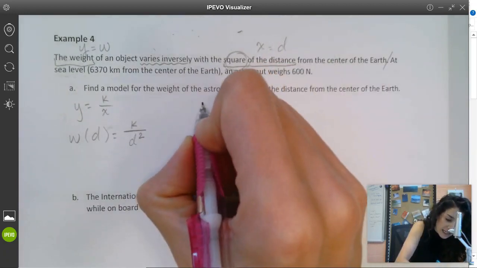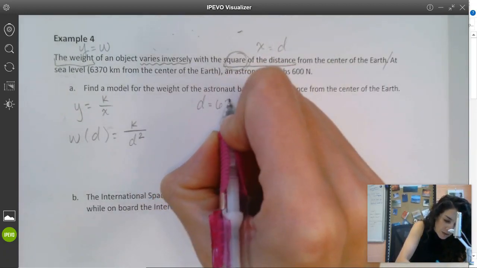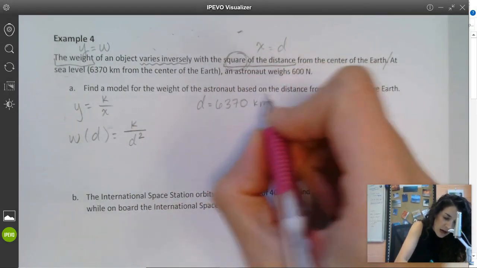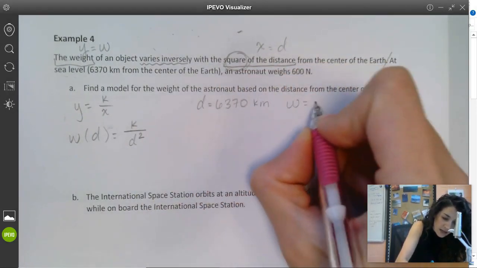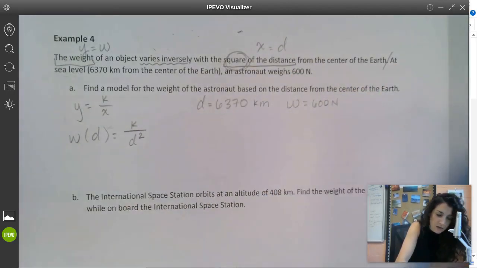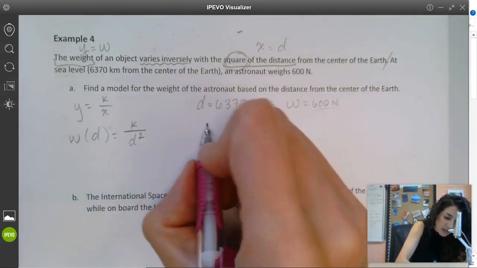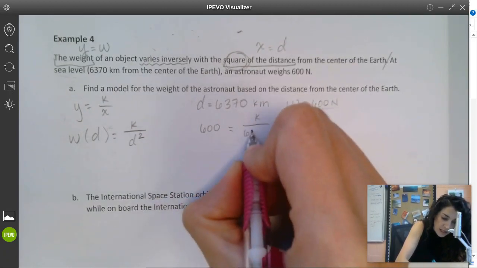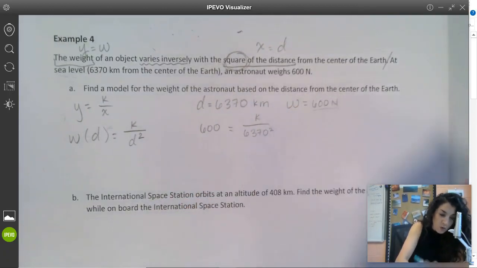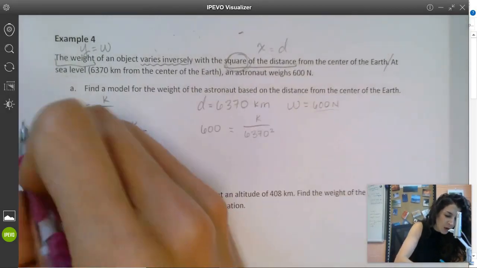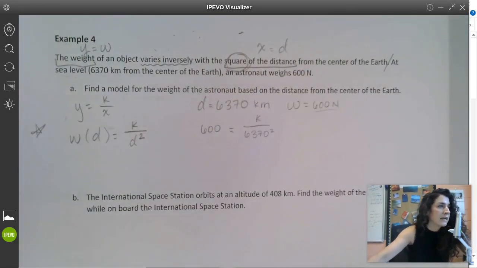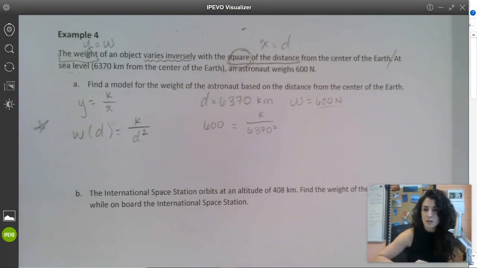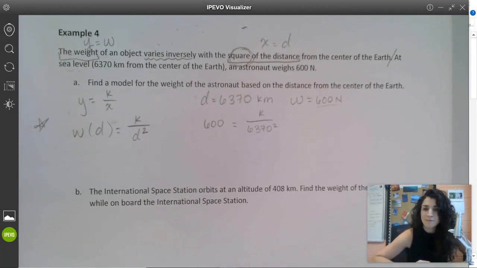So at the distance 6,370 kilometers, I have a weight of 600 newtons. So if I plug in this guy for weight, k over 6,370 squared. Go ahead and solve for k. And give me all, don't do it to 3 significant figures. Just tell me the whole thing.